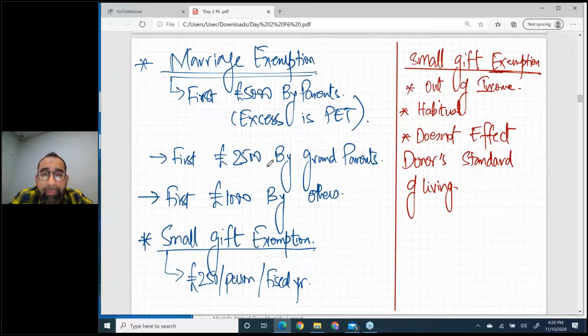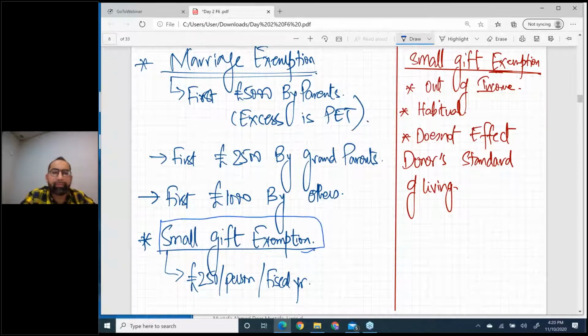Don't forget that for marriage exemption, in 3 lines, I've used the word first, first, first. That means the excess will be paid. Don't forget. And listen, if you read the examiner report of last September 2020, this marriage exemption came in the exam. Okay, now one more topic, small gift exemption.